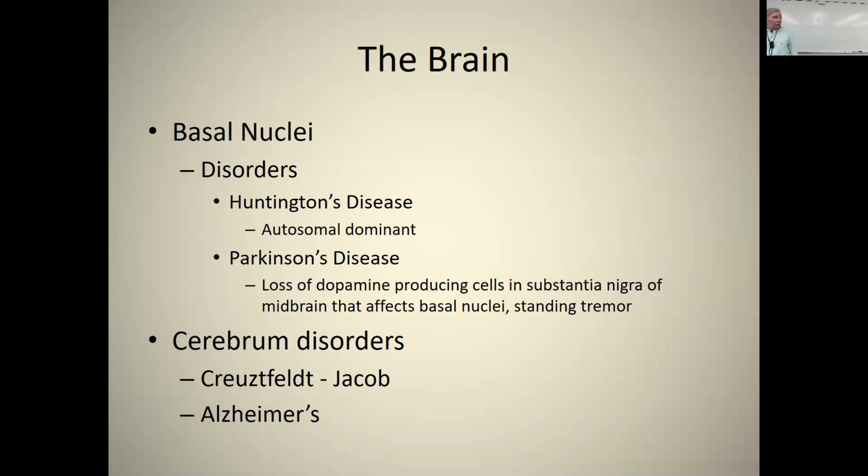Okay, cerebellum disorders. One's called Creutzfeldt-Jakob, and this is really mad cow disease for people. Every mammal has its own prion disease. These are infectious proteins, truly bizarre. It's an extremely rare disorder, but you get it from eating infected nerve tissue of an animal.